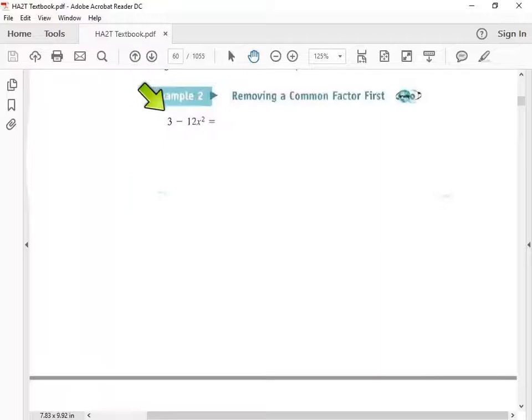Now, I know some of you wanted to switch the order here because you like the x squared first. I'm not going to do that, but that doesn't mean you're wrong. So yours will look slightly different than mine.